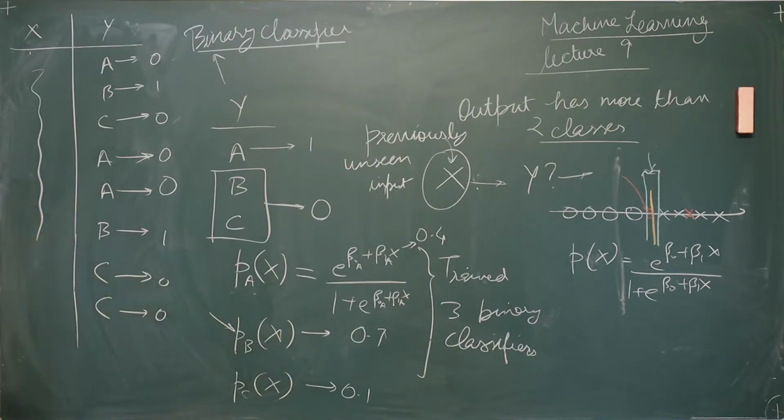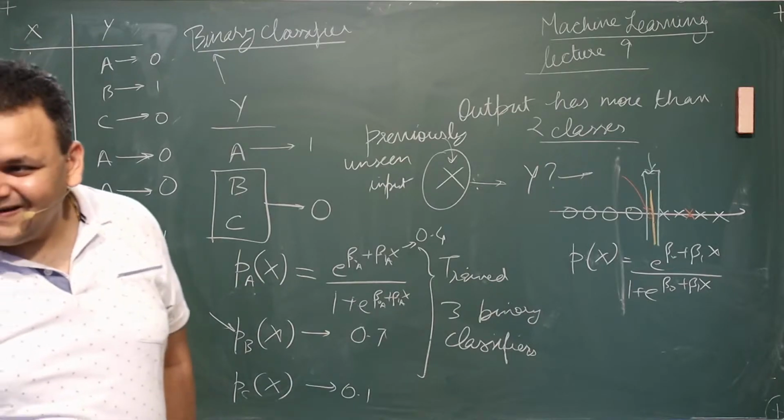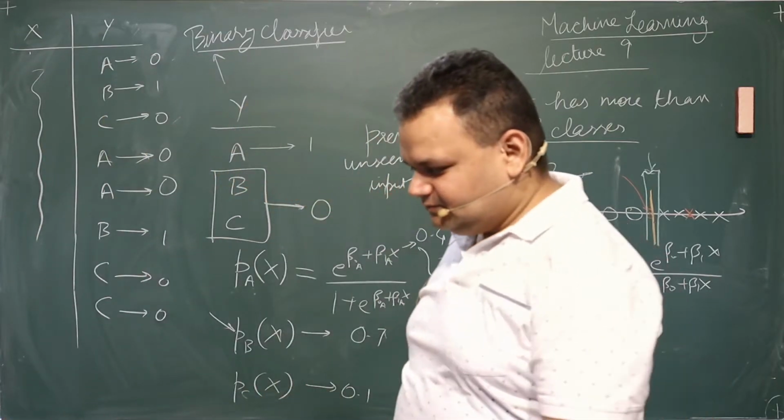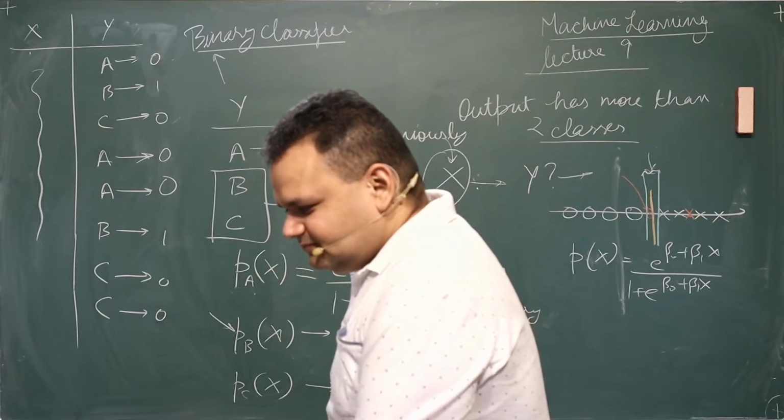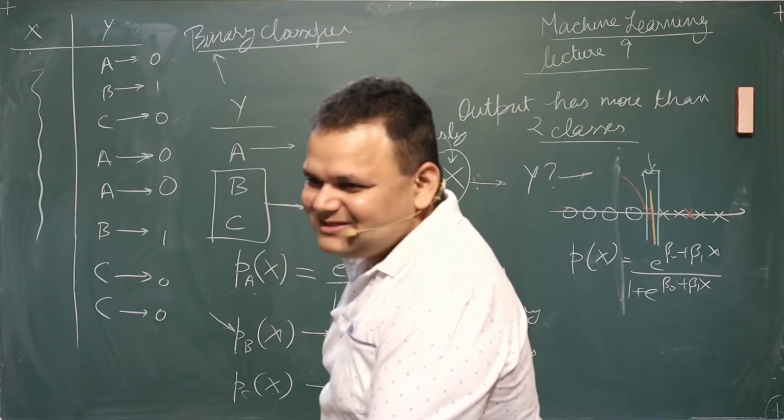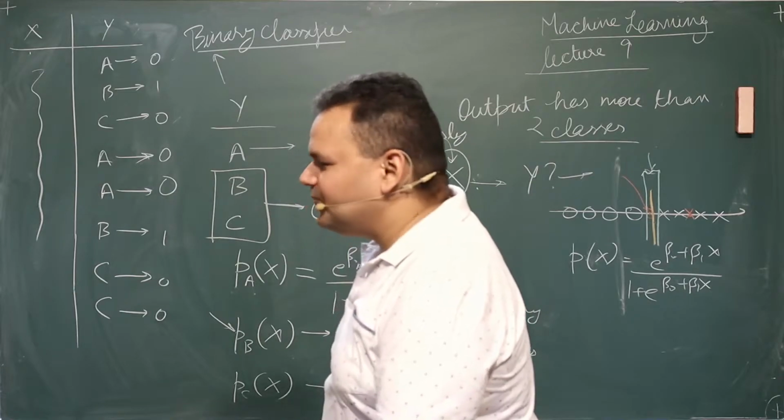If A and B come out the same, then it is possible that it is actually equally likely to belong to either A or B. Yeah, that is true. So sir, we can just randomly assign it to either A or B. Yeah, we can do that.